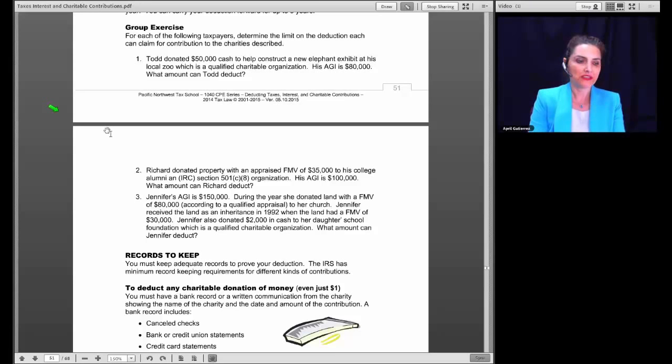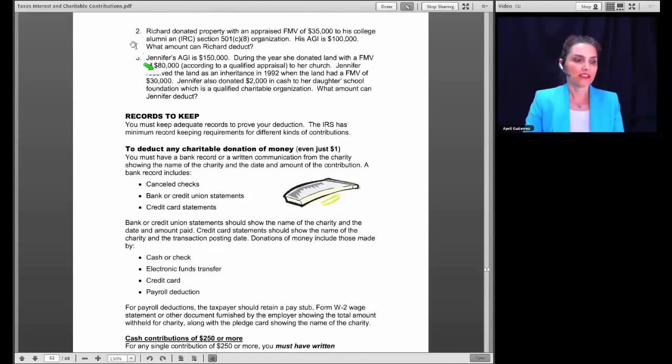Todd donates $50,000 of cash to help construct a new elephant exhibit at his local zoo. His AGI is $80,000. The zoo is a 50% limit organization, and he is donating cash. His contribution deduction is going to be limited to 50% of his AGI. His AGI is $80,000, so his deduction is going to be limited to $40,000. If he donates $50,000, he will have a $40,000 deduction for 2014, and he will carry forward $10,000 to 2015. Let's look at the next one.